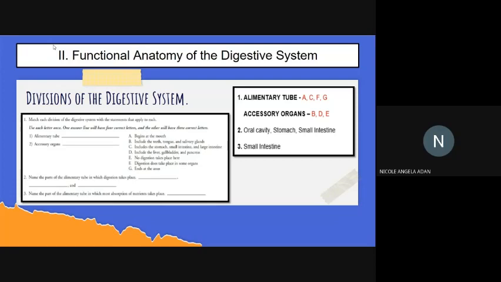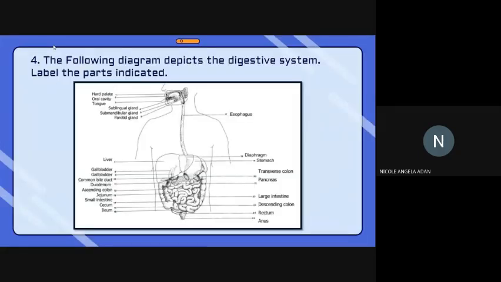Number 2. Name the parts of the alimentary tube in which digestion takes place. Oral cavity, stomach, and small intestine. Number 3. Name the part of the alimentary tube in which most absorption of the nutrients takes place. Small intestine.